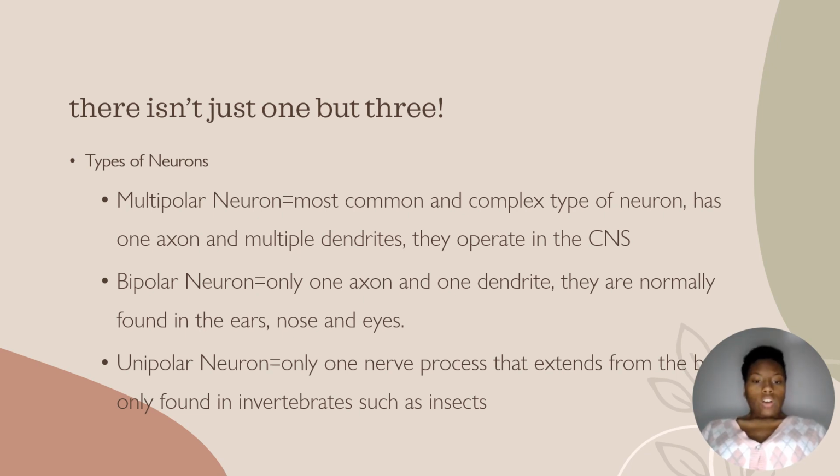The bipolar neuron only has one axon and one dendrite, and they are normally found in the ears, nose, and eyes of the body. So they're not as common as the multipolar neuron. The last type of neuron is the unipolar neuron, which only has one nerve process that extends from the body, and it is only found in invertebrates such as insects and bugs.